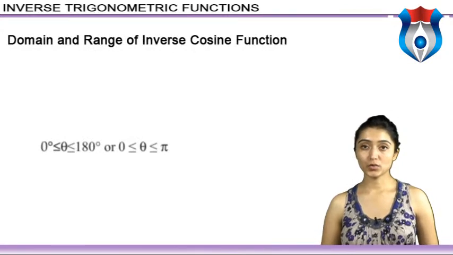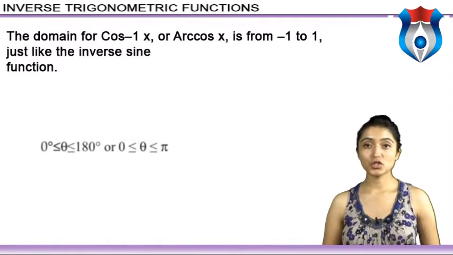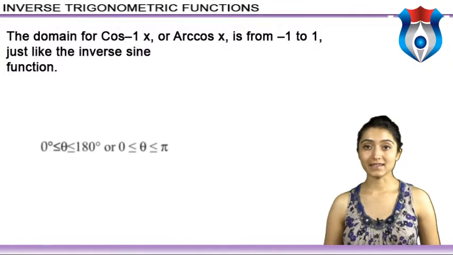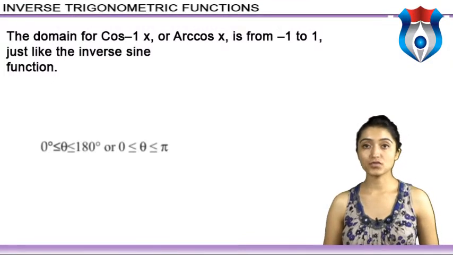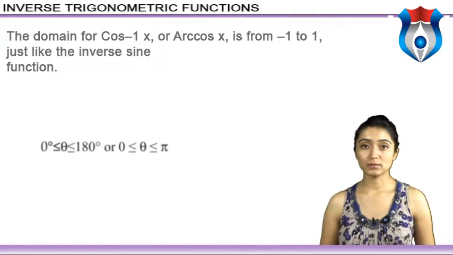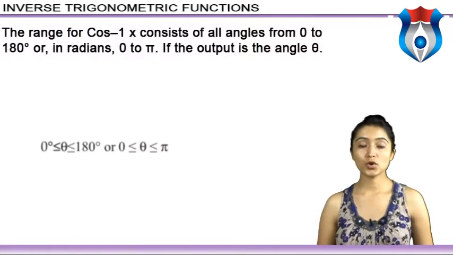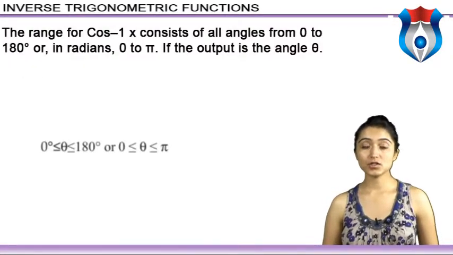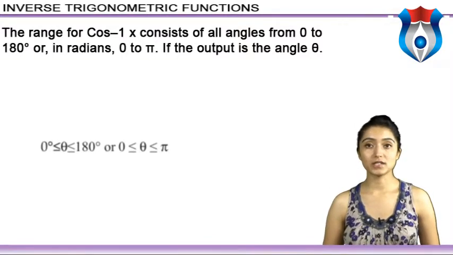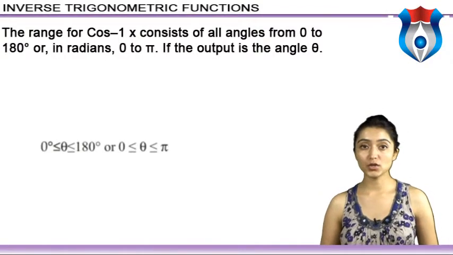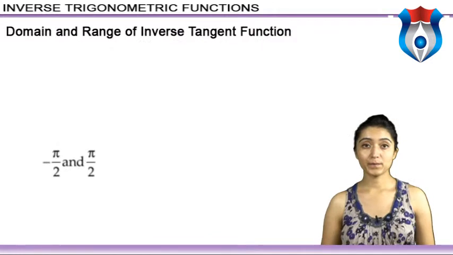Domain and range of inverse cosine function. The domain for cos inverse x or arc cos x is from -1 to 1, just like the inverse sine function. So the x or input values are as shown on the screen. The range for cos inverse x consists of all angles from 0 to 180 degrees, or in radians 0 to pi. If the output is the angle theta, then you write these expressions as below.